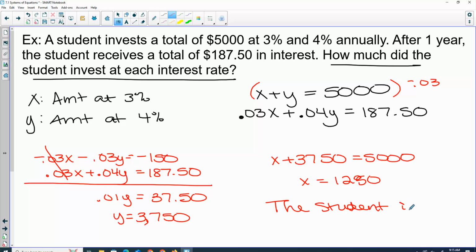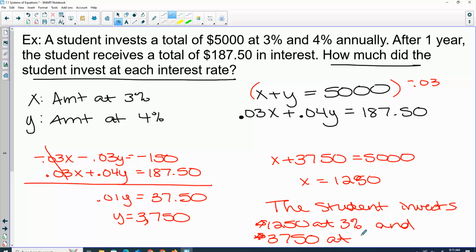So the student invests $1,250 at 3% and $3,750 at 4%. We actually did problems like this at the beginning of the year when we were doing word problems. We just used tables to set them up. But this is another option, doing it as a system of equations.